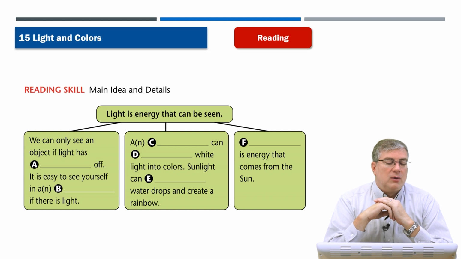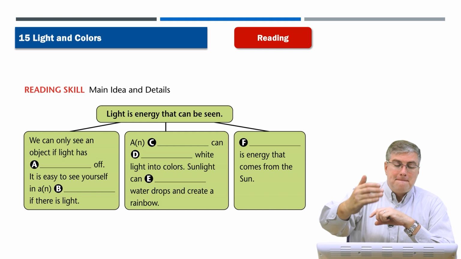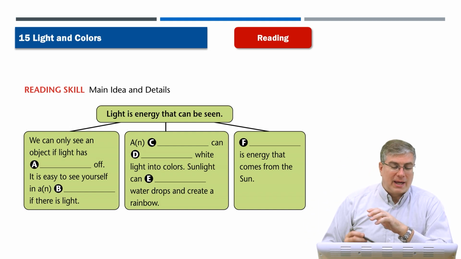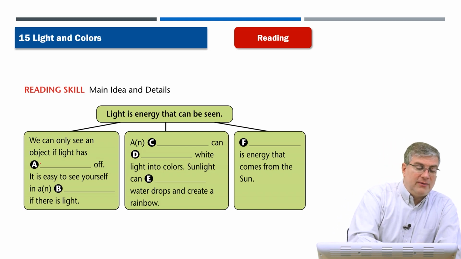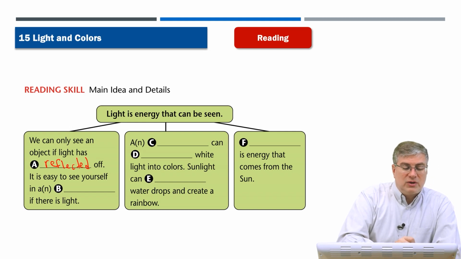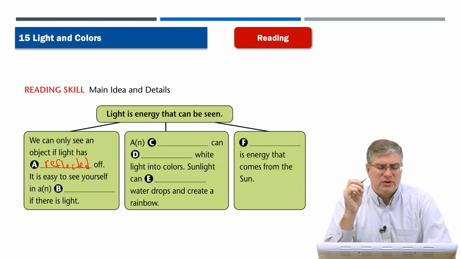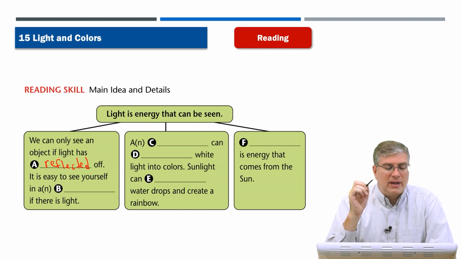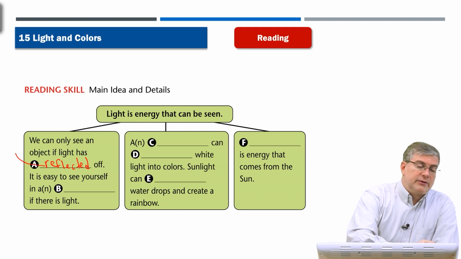Okay, so first, we can see that we can only see an object if light has bounced off. So in the reading passage, we saw the word reflected. And we can only see an object if light has reflected off of it. So reflected, you could also say bounced, right? Because reflected is kind of like bounced too. That's another way you could say it.